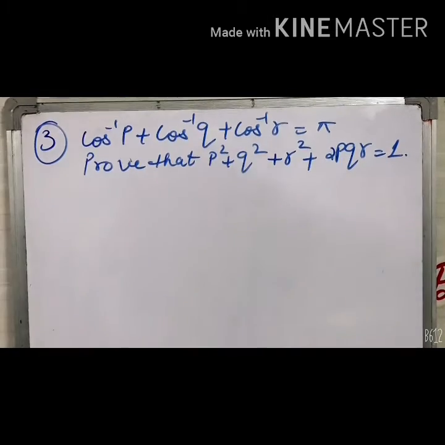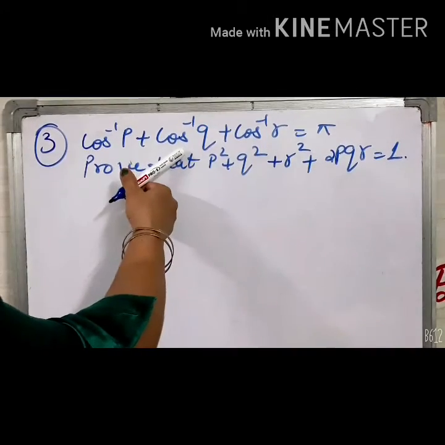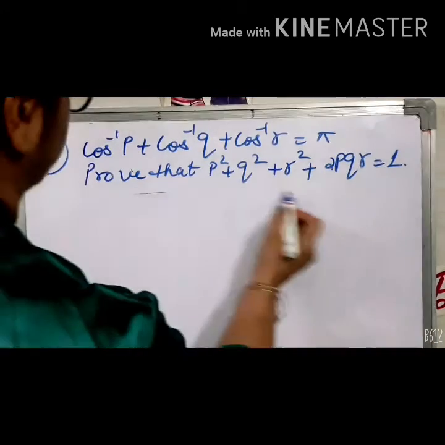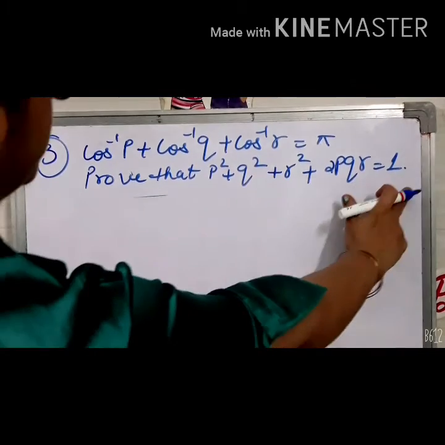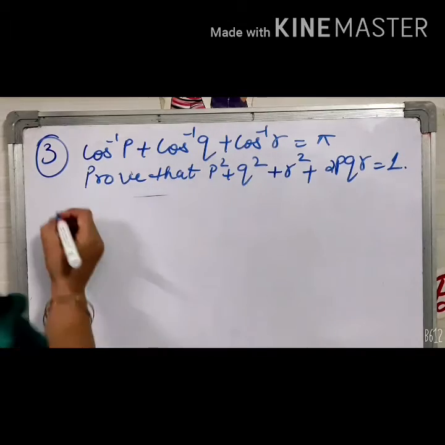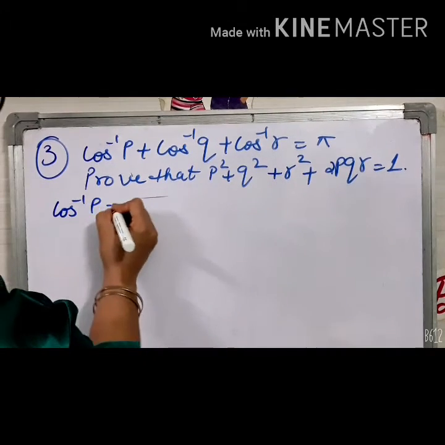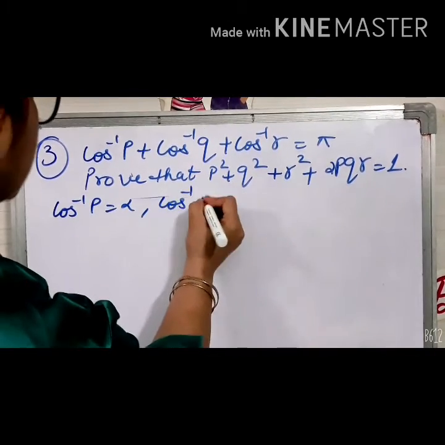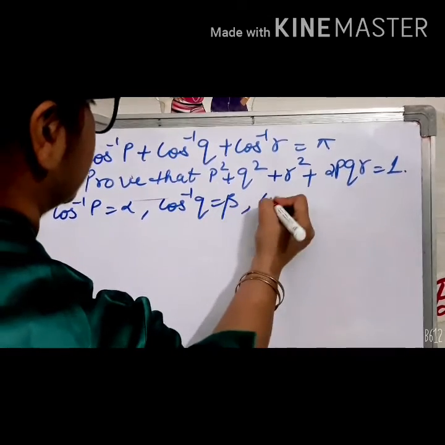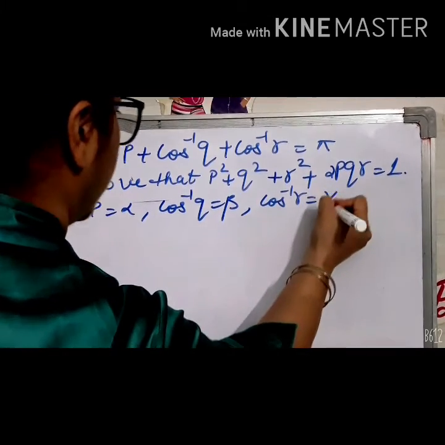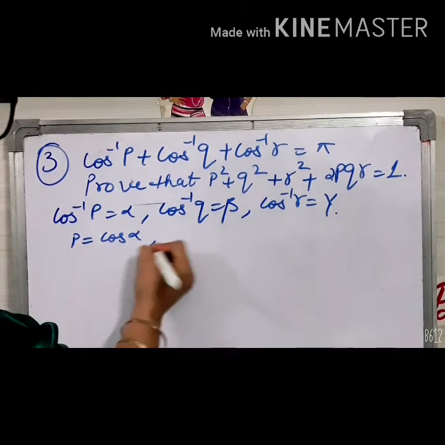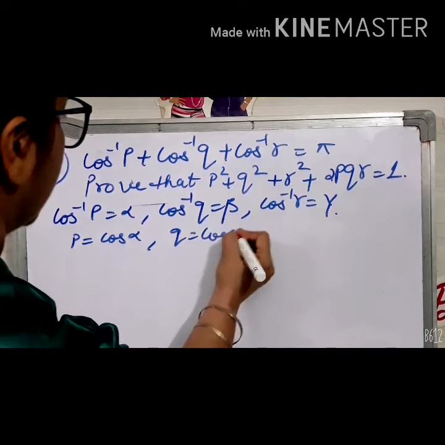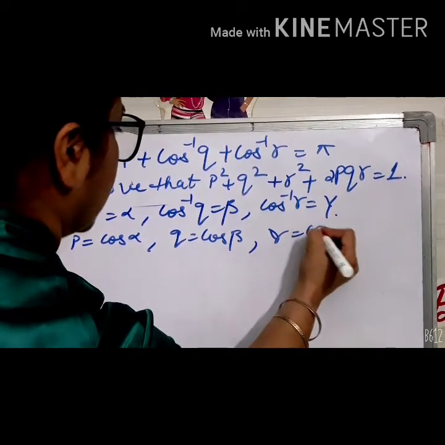This is the third question. If cos inverse of P plus cos inverse of Q plus cos inverse of R is equal to pi, then you need to prove that P square plus Q square plus R square plus 2PQR is equal to 1. What we do, we will let cos inverse P as alpha, cos inverse Q as beta and cos inverse R as gamma. Now it becomes P is equal to cos alpha, Q is equal to cos beta and R is equal to cos gamma.